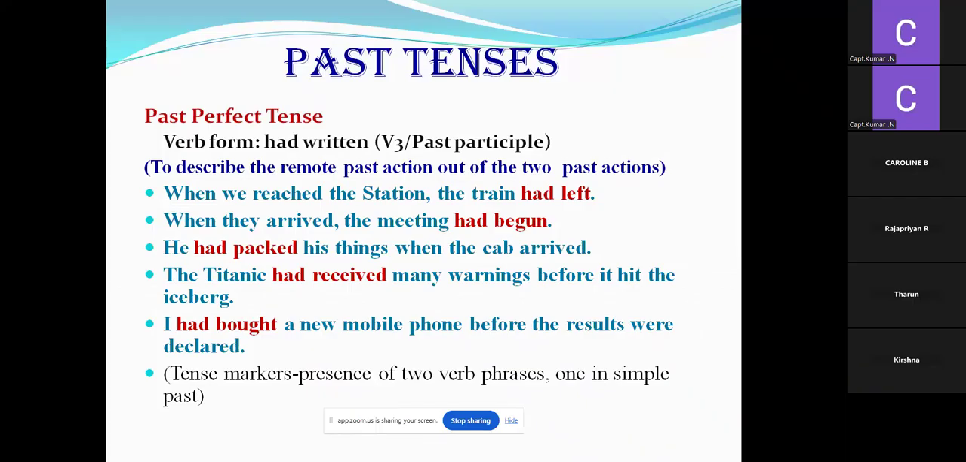Understand? So in all these sentences, if you see the first sentence, when we reached the station, reached is simple past. So this blank we can fill with had left. When they arrived, arrived is simple past. So the next blank will have past perfect tense. He packed up his things when the cab arrived. So arrived is simple past. So like this, when a simple past verb already exists in the sentence, the next blank you can fill with past perfect tense.